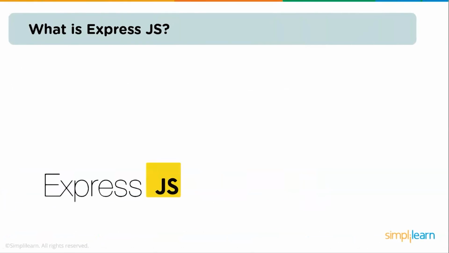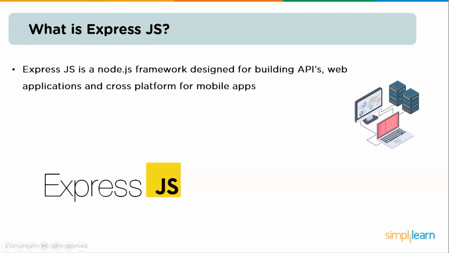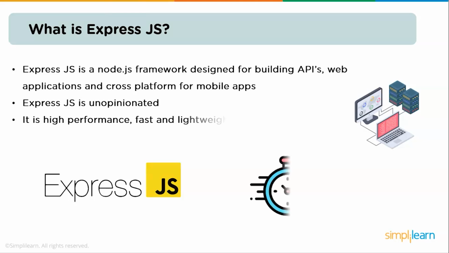What is Express.js? Express.js is a Node.js framework designed to build APIs, web applications, and cross-platform mobile apps quickly and easily. Express.js is unopinionated. It is a high-performance, fast, lightweight framework of Node.js. Express.js makes the Node.js code easy as it is used as a server-side scripting language.